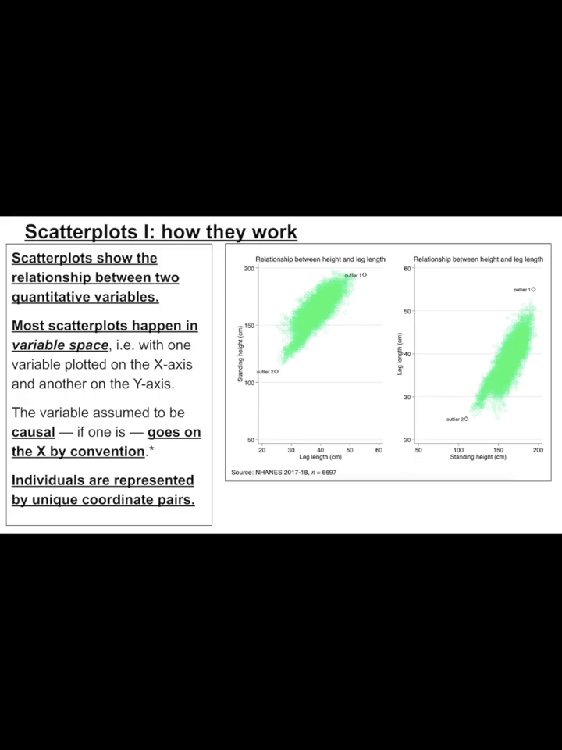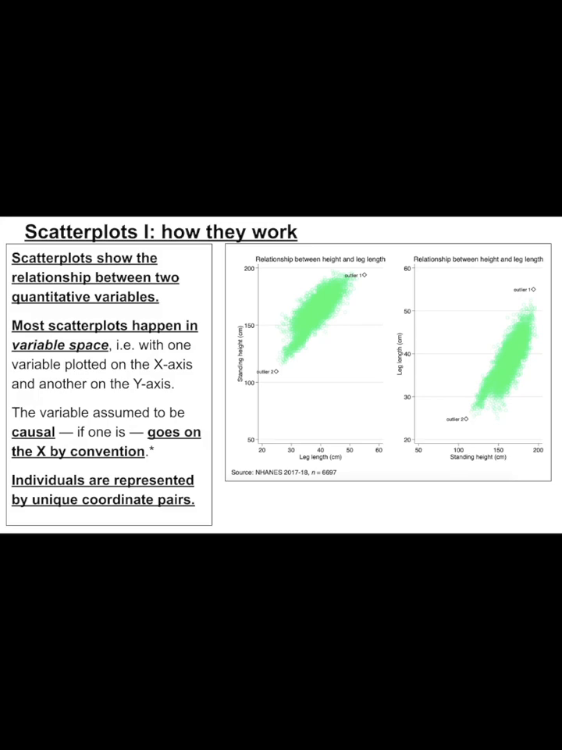So what this shows us in the first case here on the left-hand side, we've got leg length on the x-axis and standing height on the y-axis. And there's a relationship here that seems pretty obvious. But it's not really clear what the direction is, right? So we just see a statistical association. The association makes sense, but does leg length really cause standing height?